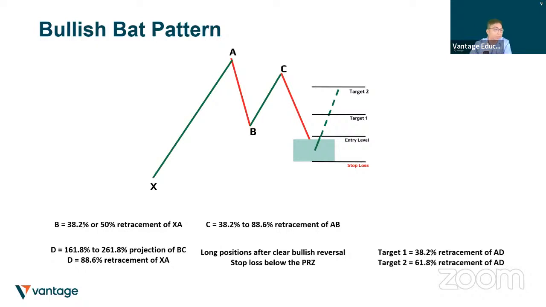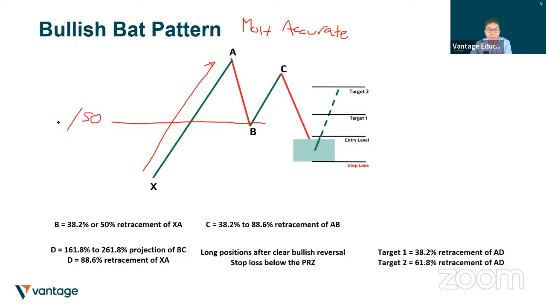Just to let you know, the bat pattern is the most accurate pattern. After the impulse wave XA, the corrective retracement should be at either 38.2% or 50% of XA, with 50% being the ideal. If you noticed just now, the Gartley is at 61.8%, but for this, it's 38.2% or 50%. Fibonacci retracement, 50% is the ideal one.